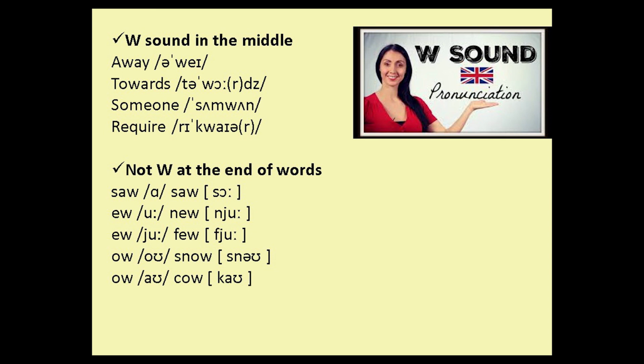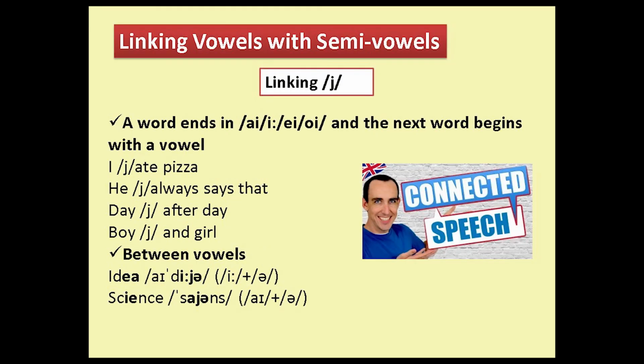English words don't normally end with a W sound, at least when they are written with the phonetic symbols. For example, in the words so, new, few, snow, and cow. In connected speech, we use linking vowels with semivowels.